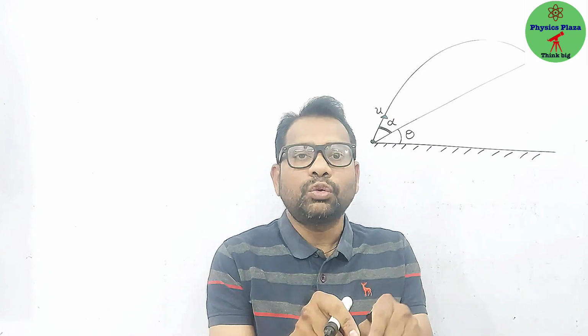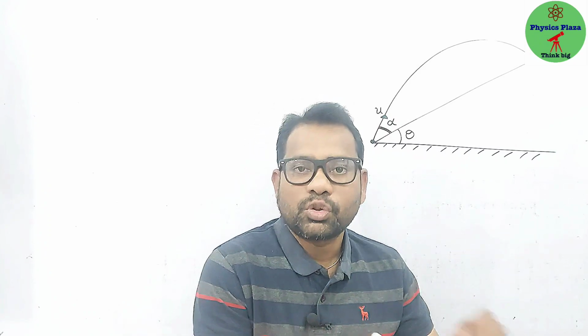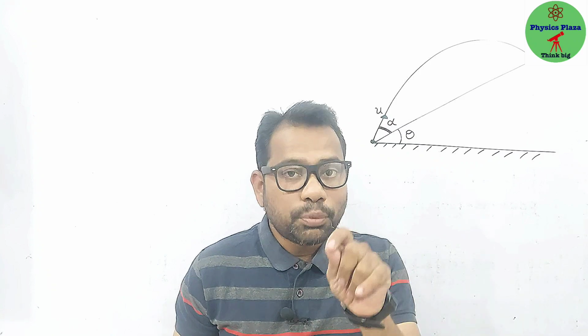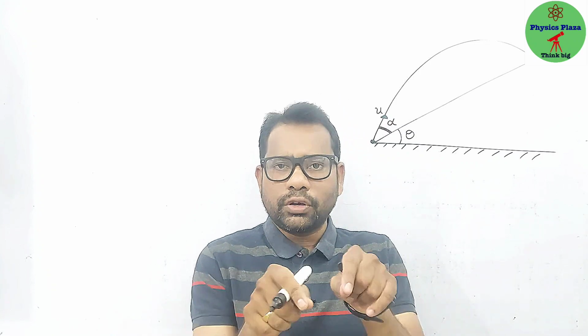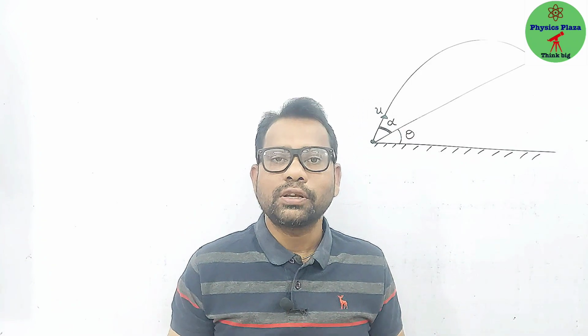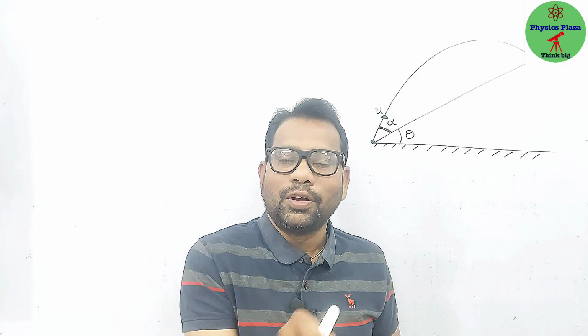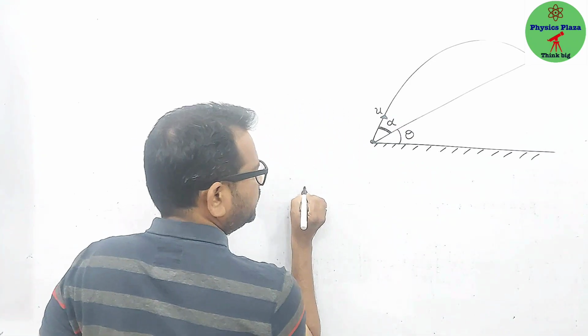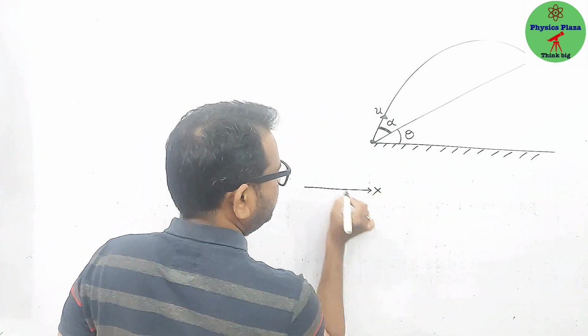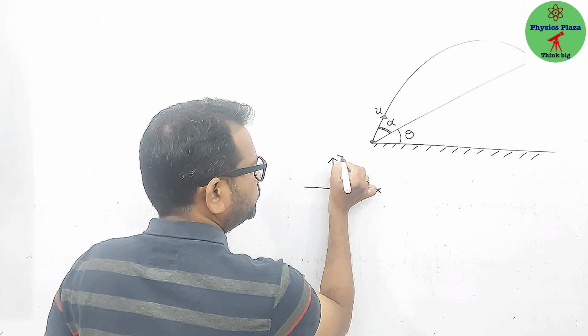Dear children, we know that projectile motion is a two-dimensional motion. Hence, the velocity of the projectile can be resolved into two rectangular components. To resolve the vector into two rectangular components, first we must define the x-axis and the y-axis. For suppose, this is the x-axis and this is the y-axis.